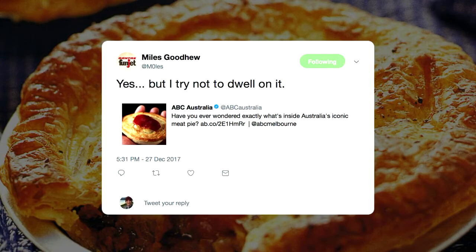And being from the United States, I then realized that pie isn't the same thing as what I was used to. And while I was preparing this, I saw one of my Australian friends retweeting this tweet from the ABC saying, have you ever wondered what's in the classic Australian meat pies? Which apparently the best answer is yes, but you try not to dwell on it. So let's move on then.